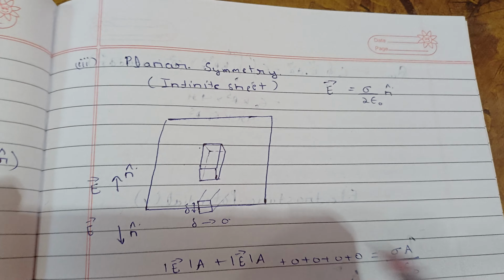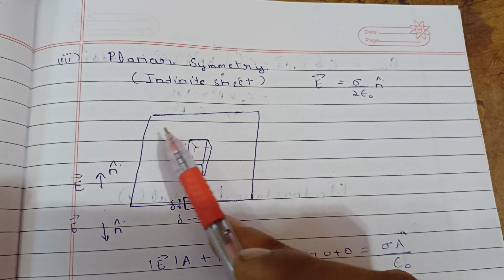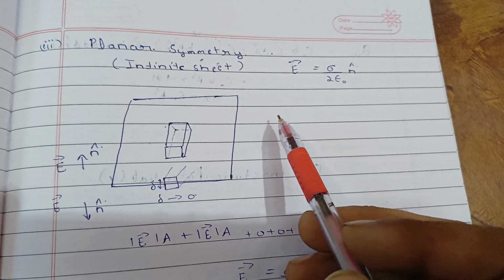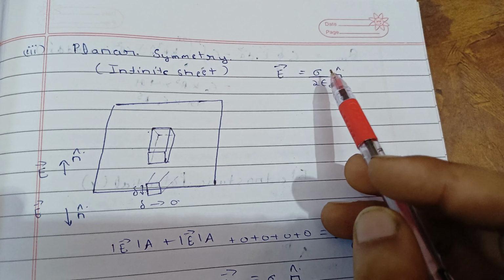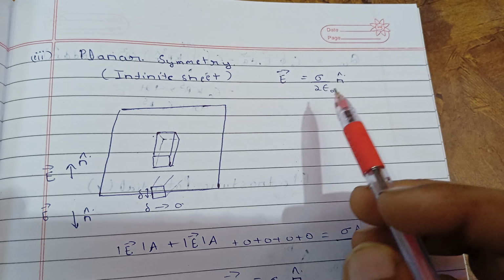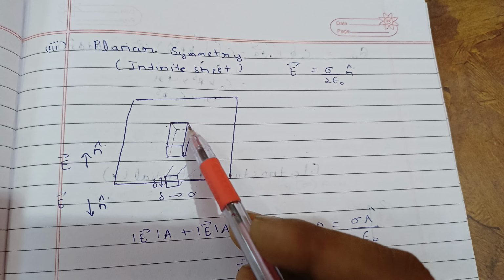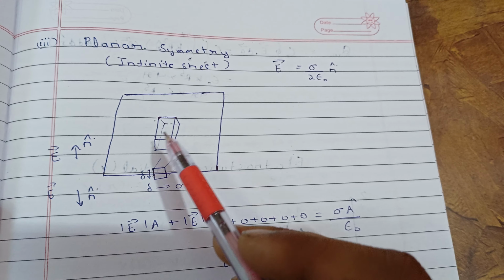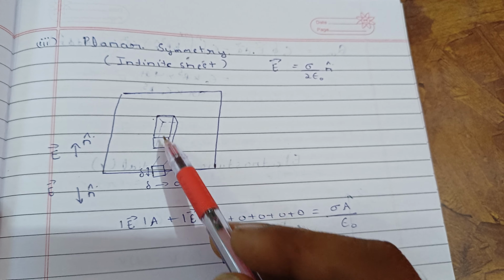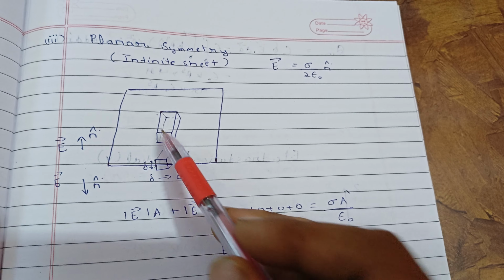Now there is this planar symmetry, there is this plane sheet we have, and this is an infinite sheet. From Coulomb's law we already found the electric field for this kind of structure, that was sigma by 2 epsilon naught n cap, but we need to prove this from Gauss law also. So let's assume a cuboid, and its thickness is very small, meaning half is on the downside of the sheet and half is on the upside of the sheet. This kind of structure it is.